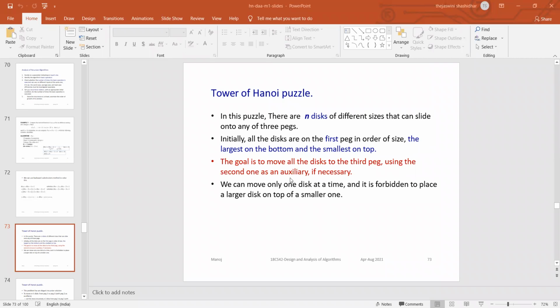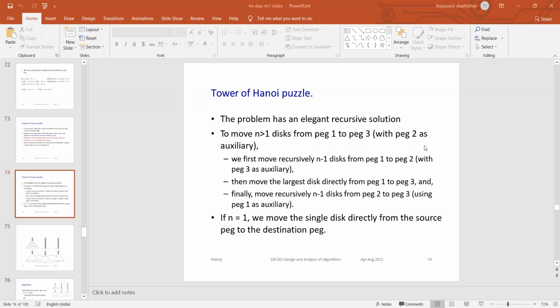Auxiliary means it is temporary. So you have to move from peg 1 to peg 3 using peg 2. We can move only one disk at a time, and it is forbidden. Forbidden means prohibited. You can't place a larger disk on top of a smaller disk. So come to this particular problem here.